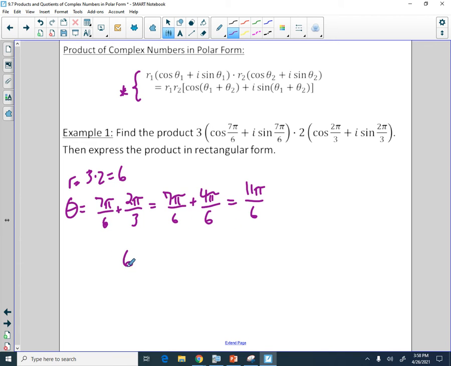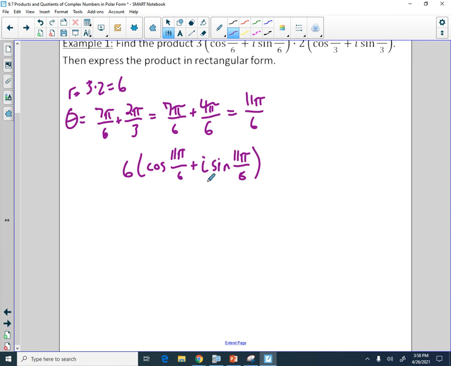So we can put that into polar form, which is 6 times the cosine of, or not 7 pi over 6, sorry, I'm reading up there, of 11 pi over 6 plus i times the sine of 11 pi over 6. Okay. And now to put it in rectangular form, all we have to do is evaluate the cosine at 11 pi over 6 and the sine at 11 pi over 6 and distribute that 6.